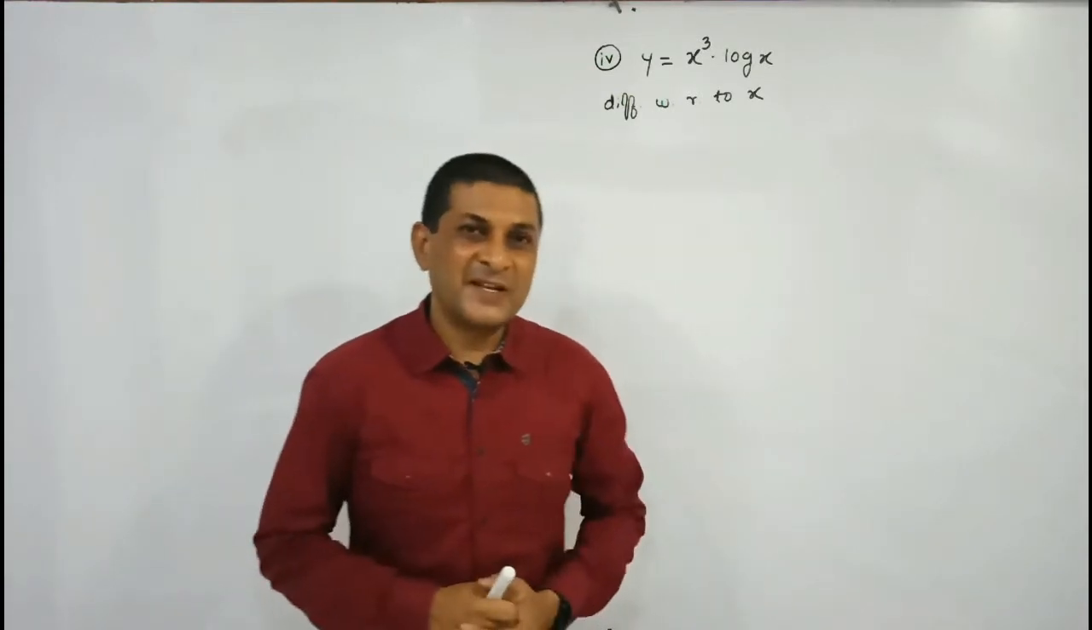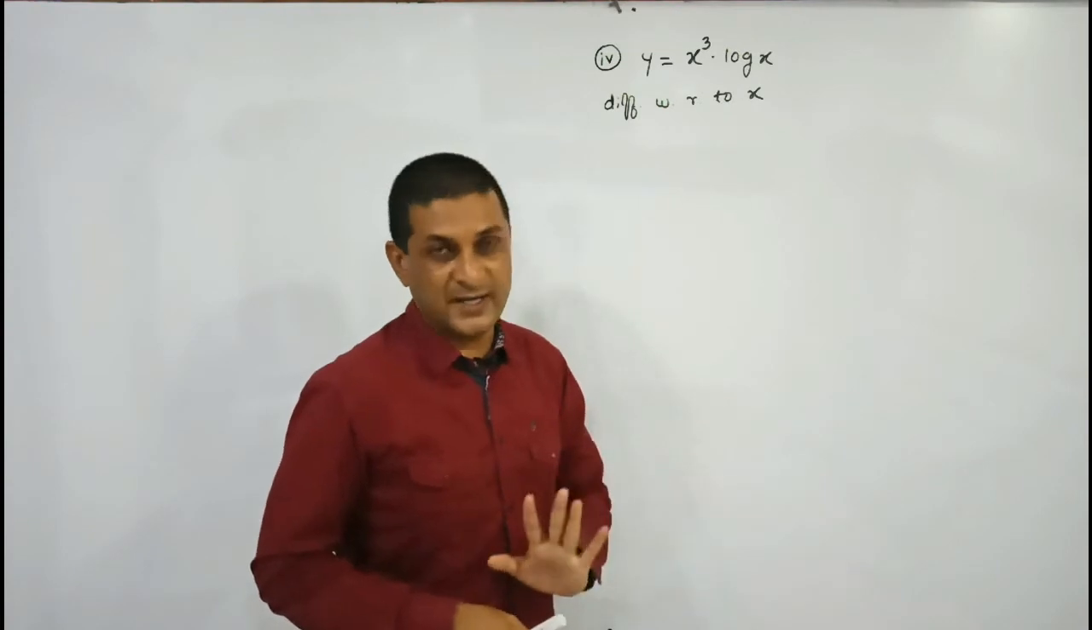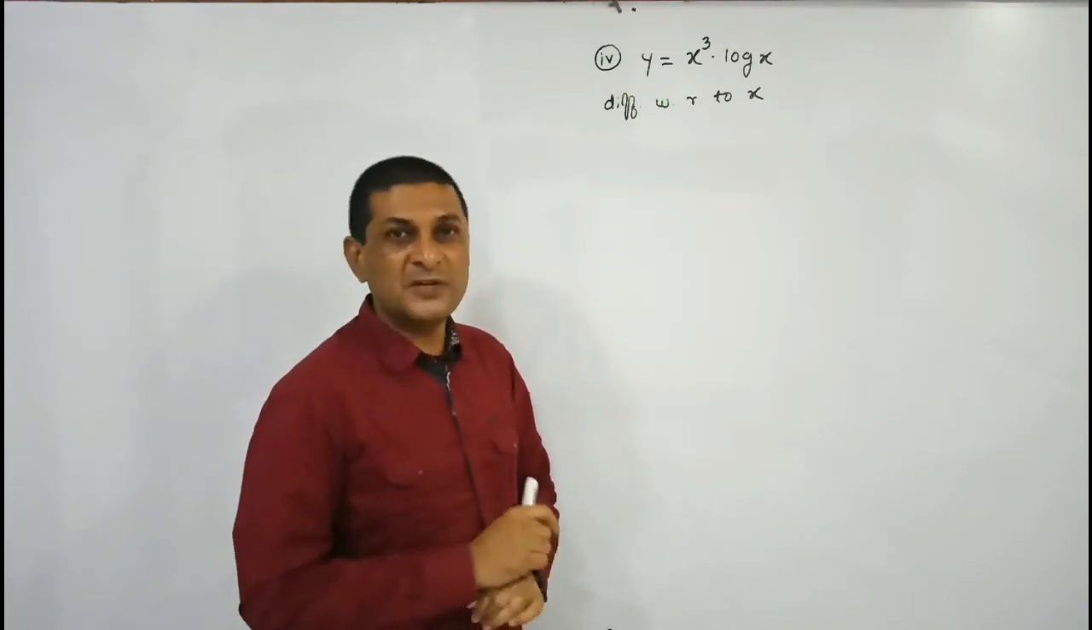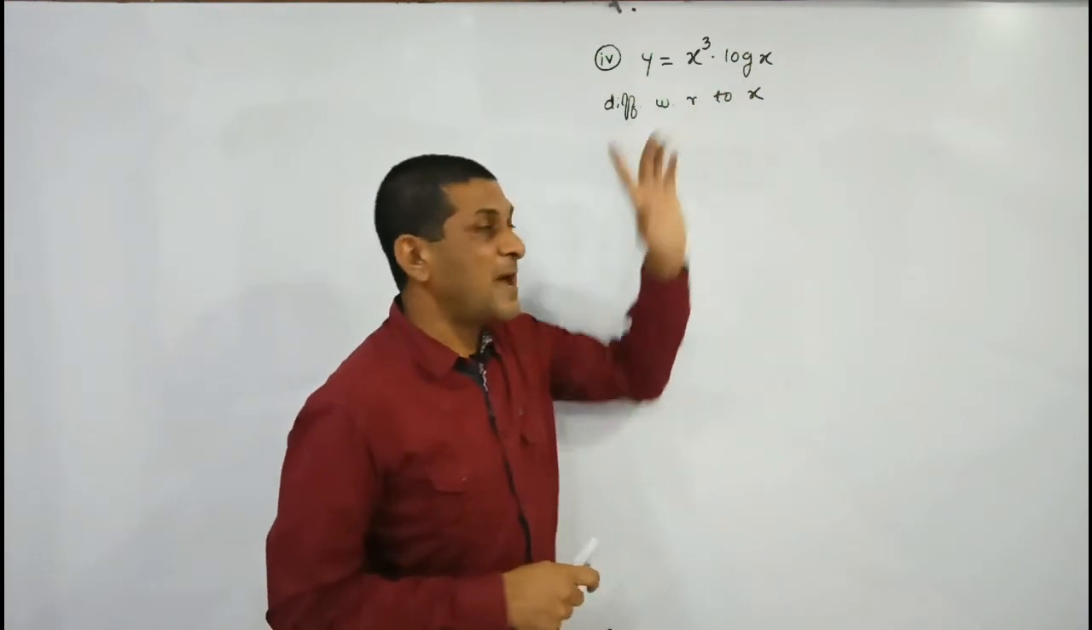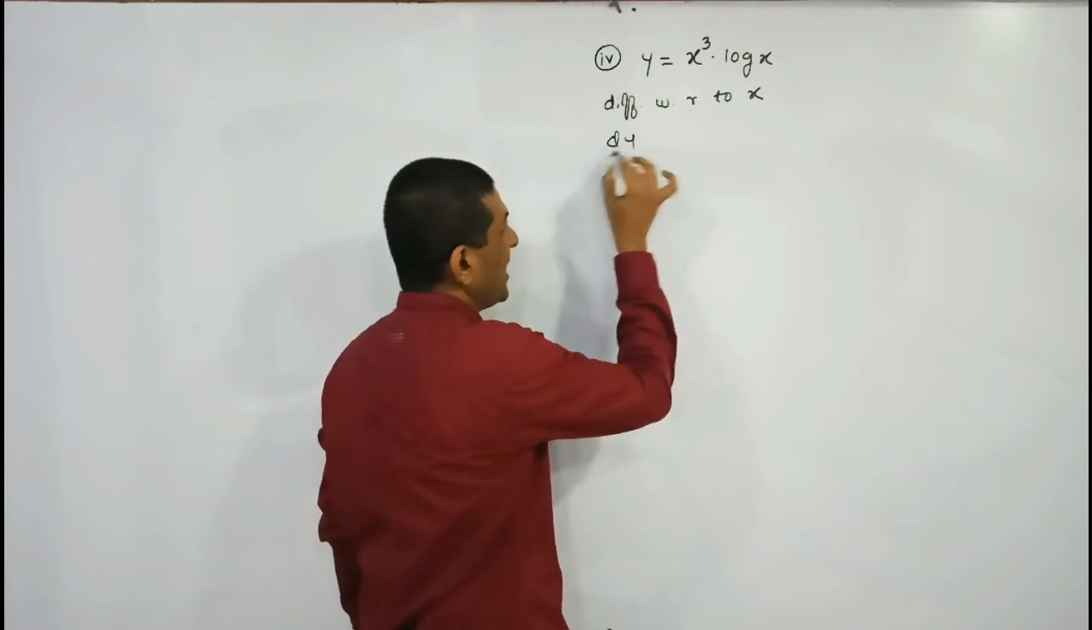Now see the example number 5. In this example, what is the function? y is equal to x cube into log x. x cube into what? Log x. So here to find out the differentiation, on this side we have to apply the product rule, since the product of two functions is there. So find out the first order derivative applying the product rule.